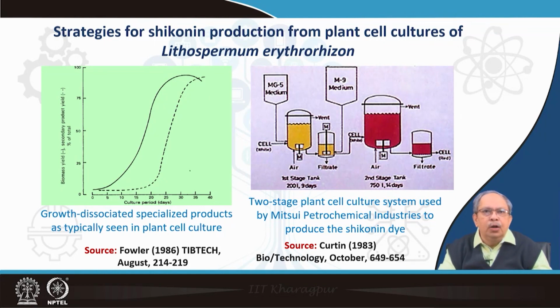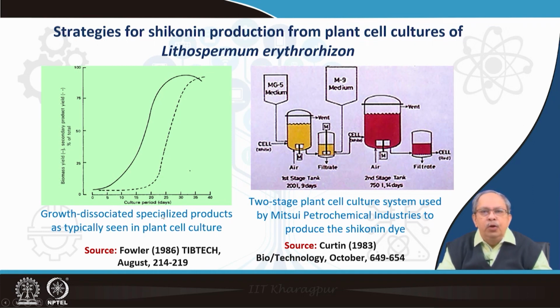Now, if we look from a positive point of view, as I have said about the shikonin. Before that, I ask you to concentrate on the left side. What is showing here? This is a growth dissociated product. That means, first the cell culture starts growing, it goes to the log phase and then late log phase and stationary phase, and once the cell culture attains a certain stage of growth, only then do the metabolites start synthesizing. So, that is called a growth dissociated product.